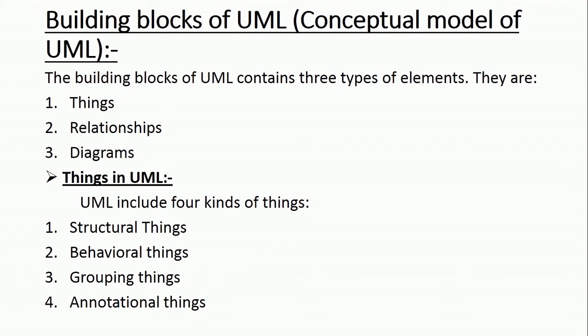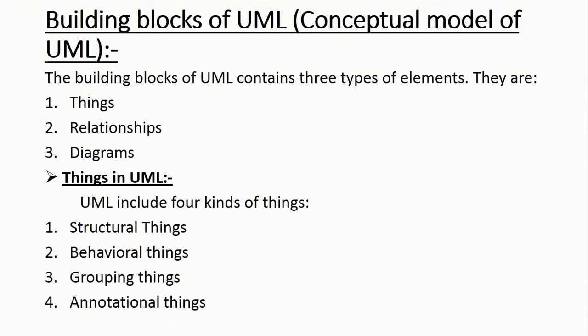Things in UML. This is the important part in UML building block. Things can be classified as structural things, behavioral, grouping, and annotation things. So what is structural? Structural things define the static part of the model, meaning a stable part of the model. And structural things are class, interface, collaboration, use case, component, and node.